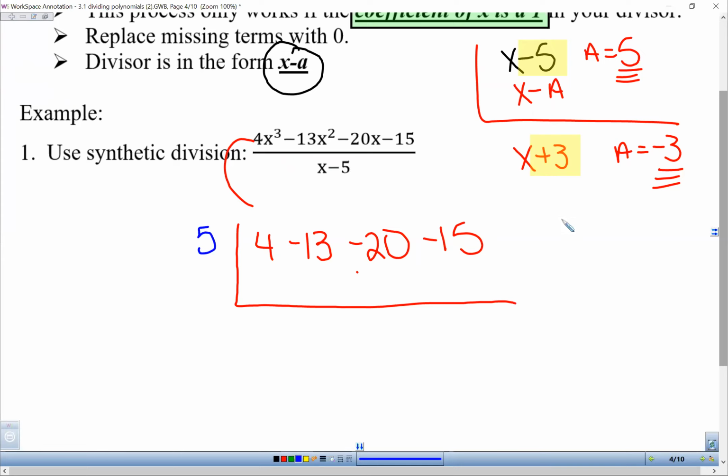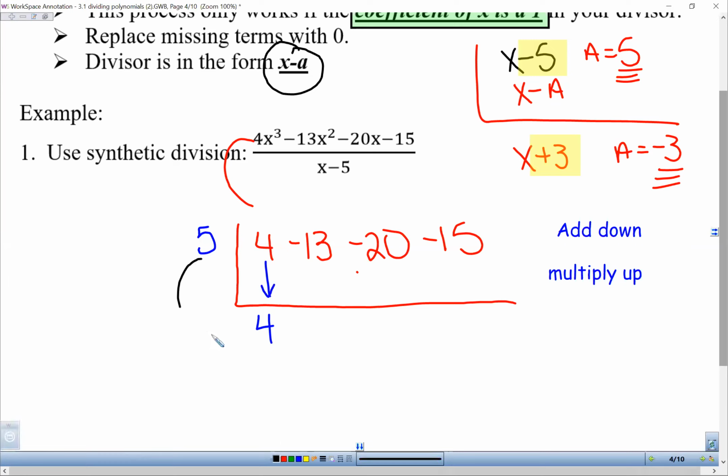So 2 simple rules. Number 1 is add down. And number 2 is multiply up. Okay? And you do them in that order, and then you just repeat. So we're starting with the 4. There's nothing underneath the 4 to add, so the first number always just comes down.